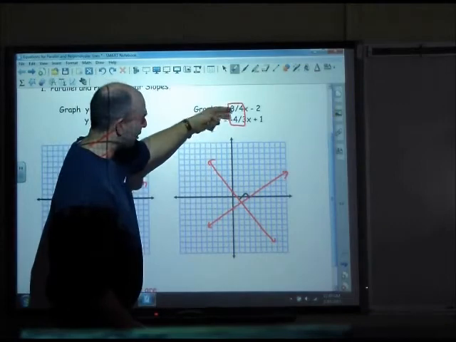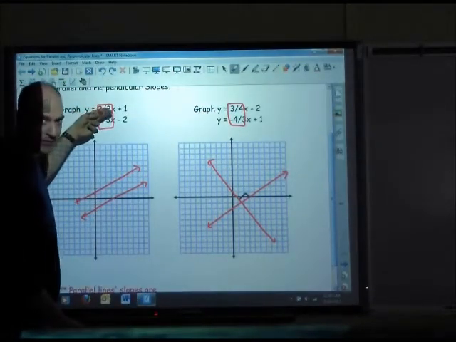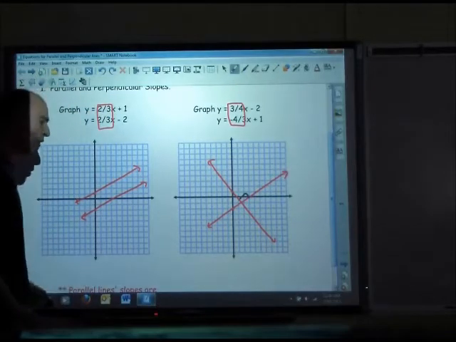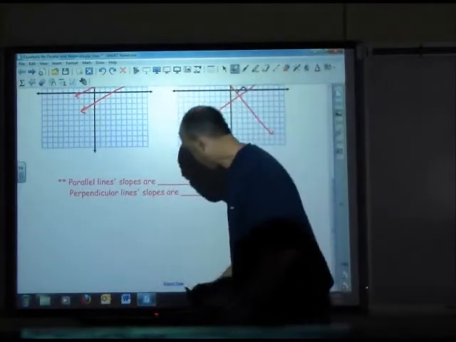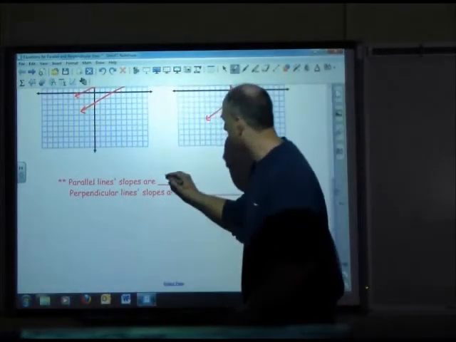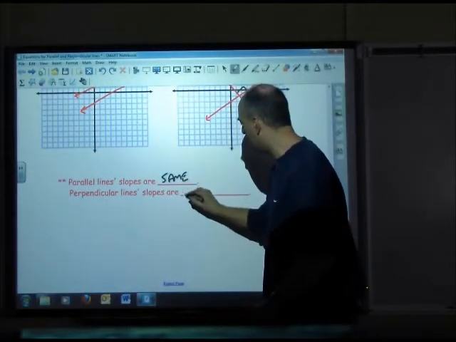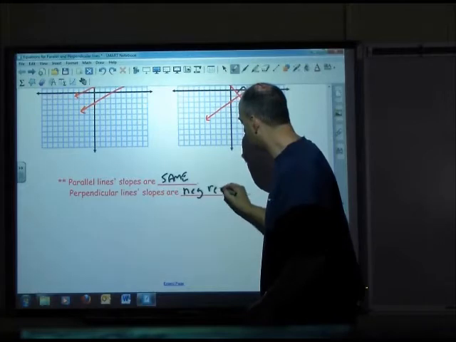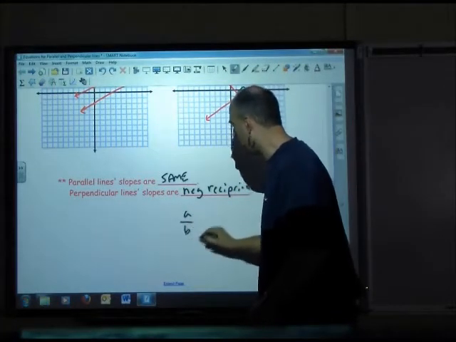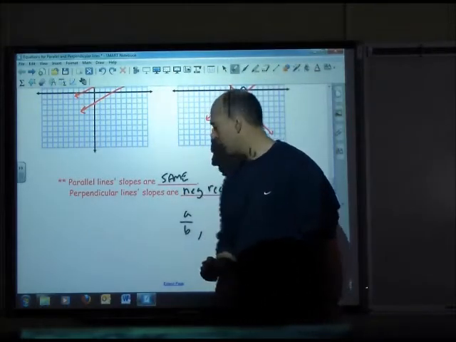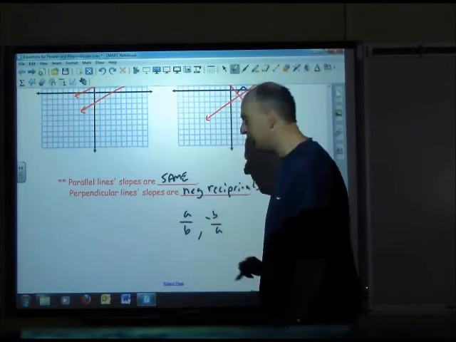So that's what you need to know. Perpendicular line slopes are negative reciprocals. Parallel line slopes have to be the same. So this is the idea we're going to work off of with this little lesson. So I can take a note. Parallel line slopes are the same. Perpendicular line slopes are negative reciprocals. So if I had a slope of A over B and you said my line's perpendicular to yours, Mr. Kohler, you'd have to flip that and change the sign. It would be negative B over A.